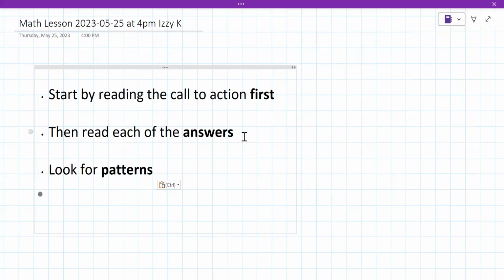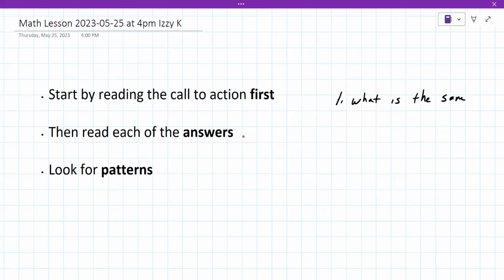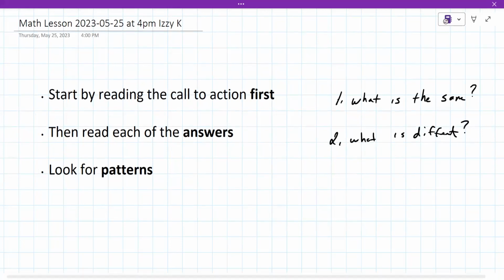So there's two types of patterns that you might be interested in looking for. You might ask yourself, what is the same? And then you might ask yourself, well, what is different? And that helps you to figure out how to eliminate possible answers.